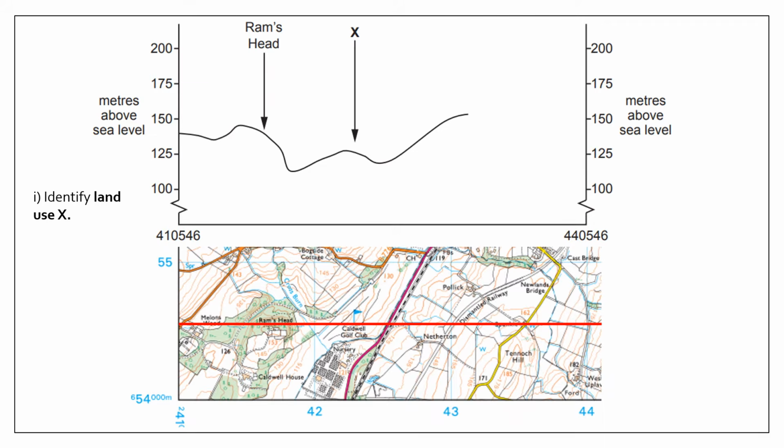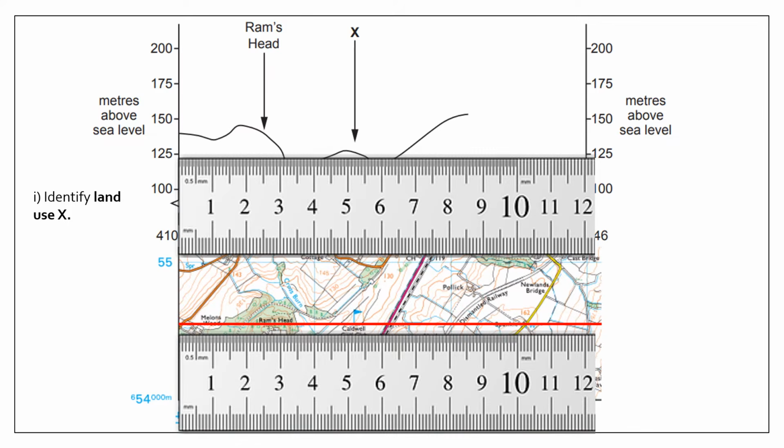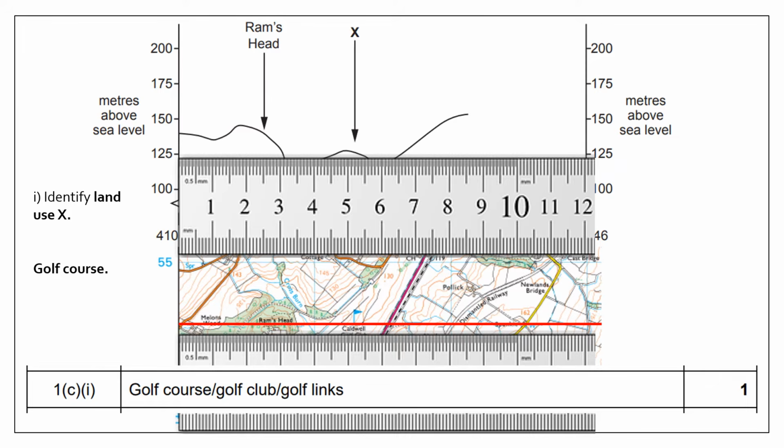And then from that, I'm going to take out my ruler. I'm having the 0 centimetres of the ruler on the left-hand edge. I'm going to measure across where that X falls. The X falls at about 5.2, 5.3 centimetres. So again, if I find 5.2 or 5.3 centimetres on my map, I come across a golf course. And again, that is the land use.